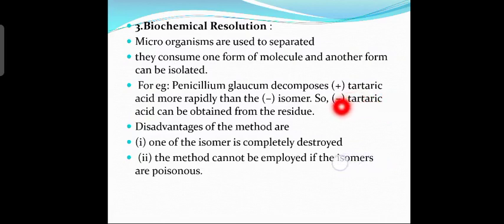So by this method, one optically active form gets destroyed and only one form remains. In tartaric acid, which remains? Minus tartaric acid. And which gets destroyed? Plus tartaric acid. That is the disadvantage of this method. What are the disadvantages of this method? One of the isomers is completely destroyed. In the previous example, Penicillium glaucum destroys plus tartaric acid, that means one of the isomers is completely destroyed.